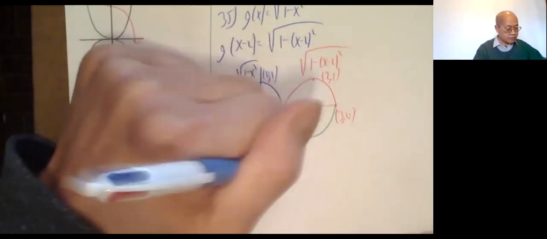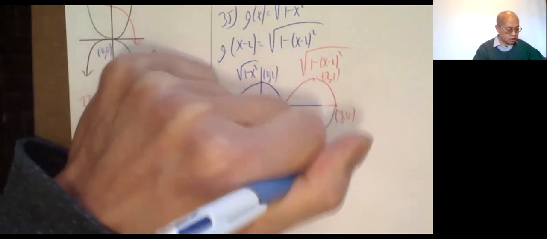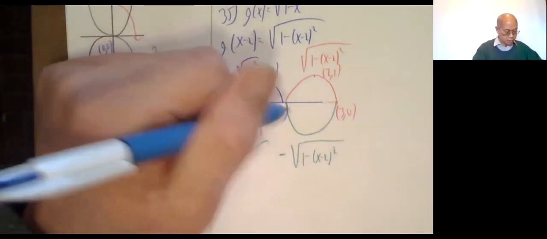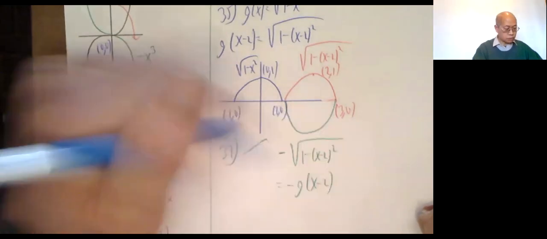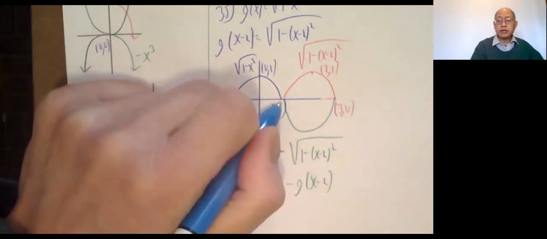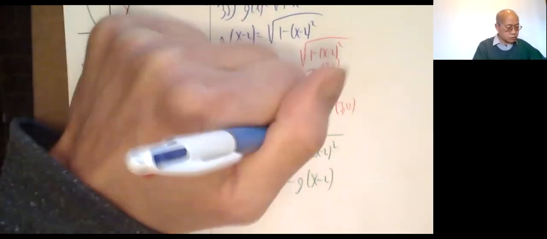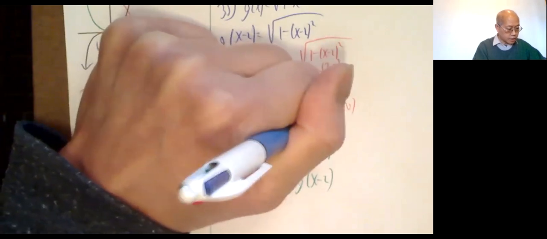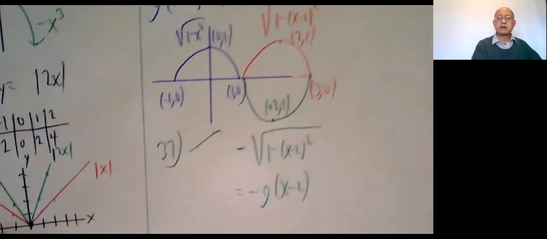So negative radical 1 minus x minus 2 squared, or negative g of x minus 2. So 1, 0 stays there, 3, 0 stays there, but 2, 1 goes down to negative, 2, negative 1, positive 2 and a negative 1.